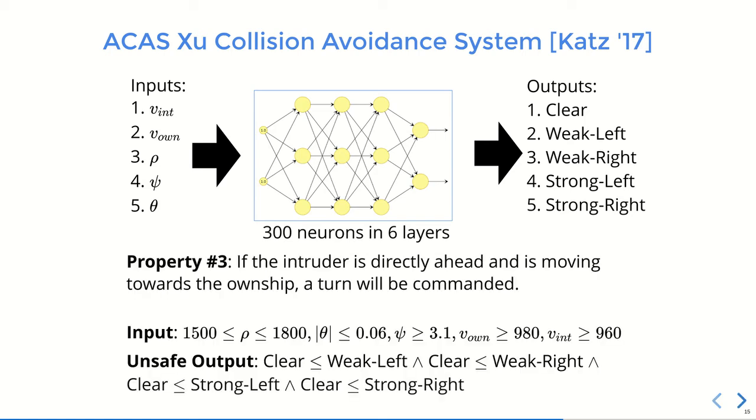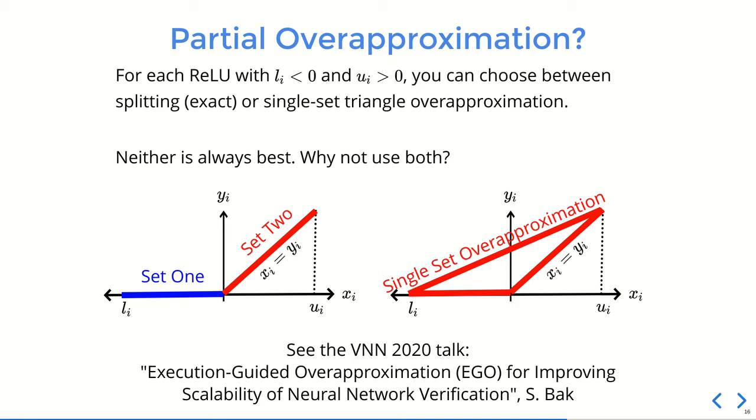And then properties are things like what I mentioned, right? If there's this head-on situation, which you can define in terms of linear constraints on the inputs, then clear of conflict should never be the command that's issued, so it shouldn't be the smallest. If you ever find a situation where the clear of conflict output is the smallest, that's a safety violation. And this is property 3 in the paper. So this paper is not about partial over approximation.